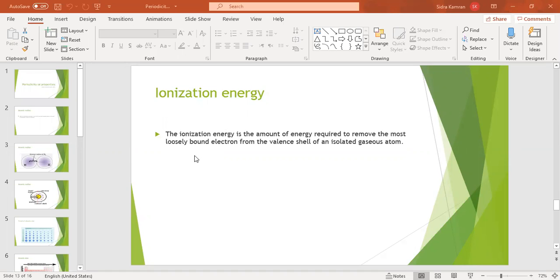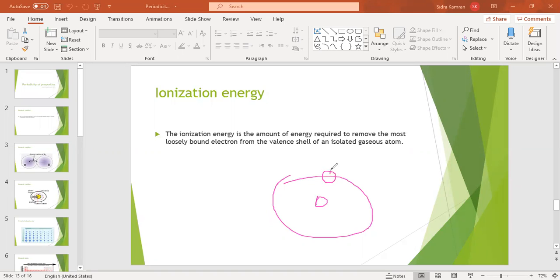Next property according to periodicity is ionization energy. Ionization energy is basically the amount of energy that is required to remove the most loosely bound electron from the valence shell of an isolated gaseous atom. This is the energy that is required if you want to remove the electron from the outermost shell of an atom. For example, this is a hydrogen atom, having one electron in its outermost shell.